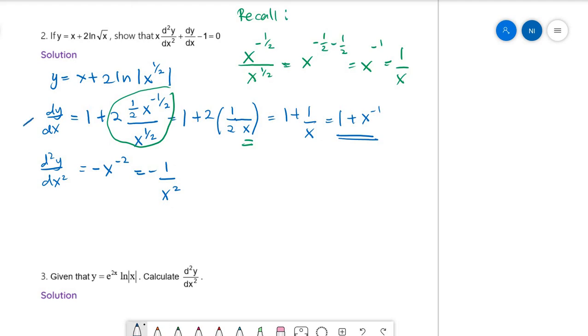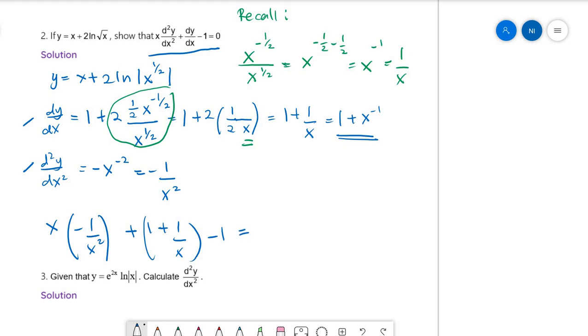We need to substitute dy/dx and d squared y/dx squared in this equation. So we have x times negative 1 over x squared plus 1 plus 1 over x minus 1. This is the left hand side. We have here negative 1 over x plus 1 over x minus 1, so it is equal to 0, the right hand side. Therefore, we have shown it.